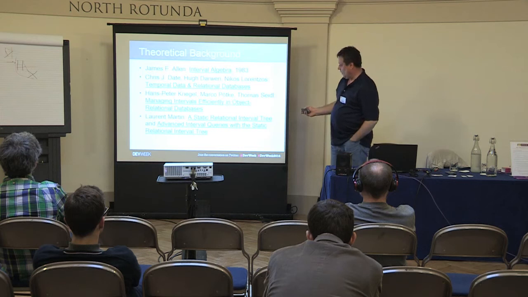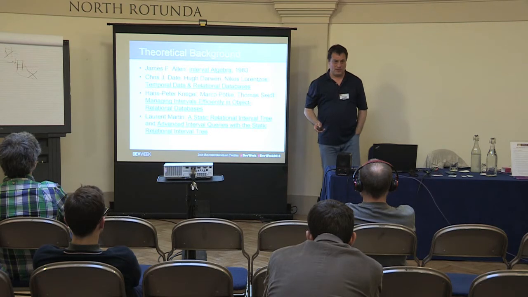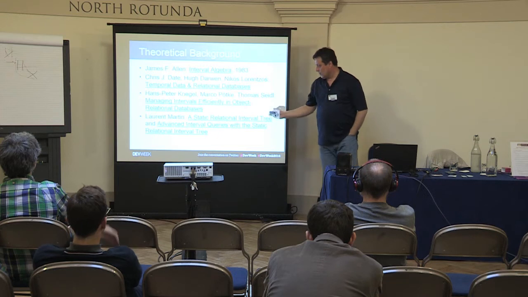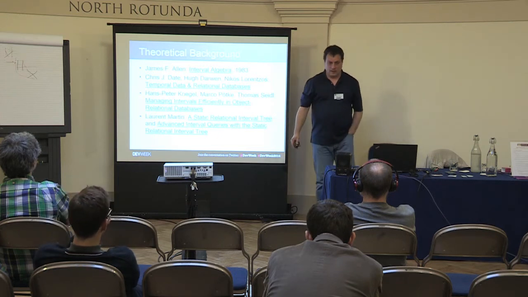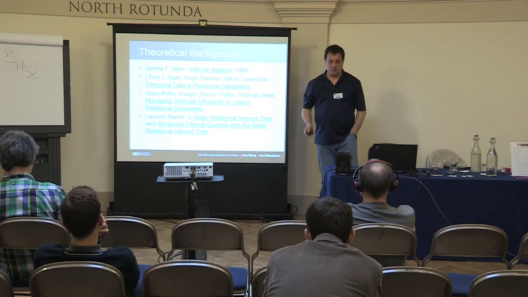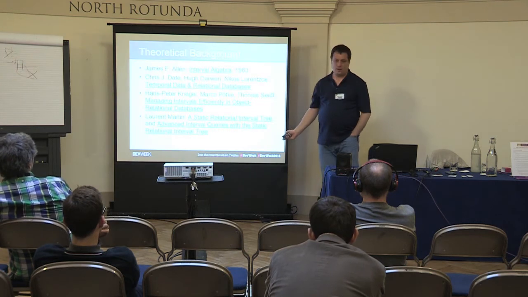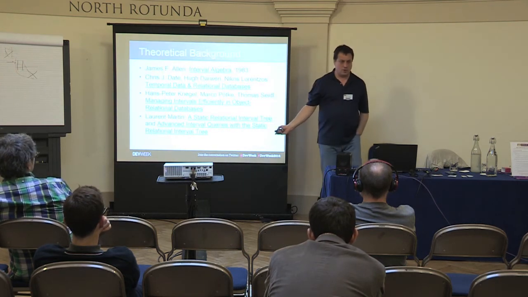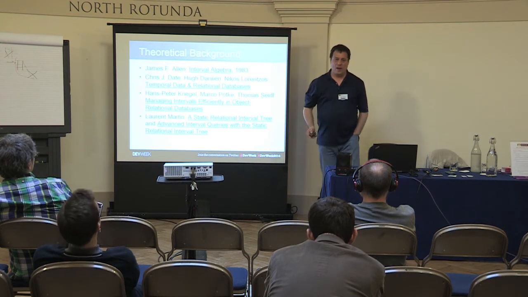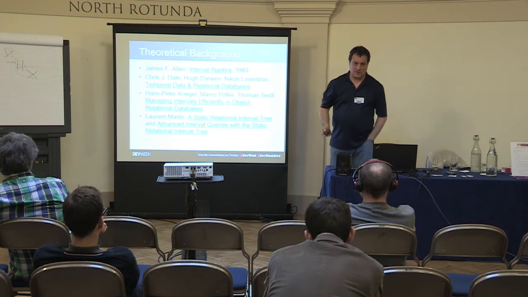And then also in 2000, the first try of optimization was introduced by Kriegel, Pötke, and Seidl from Munich University. So they invented the relational interval trees, and I will show you what was the problem of their solution initially. Building these trees was simply too expensive. Then just 1.5 years ago, Laurent Martin found a way to build this kind of relational interval trees in linear time.